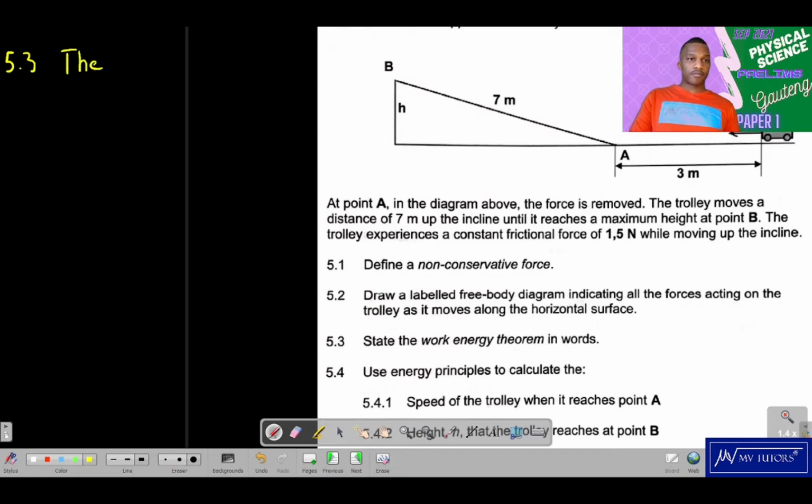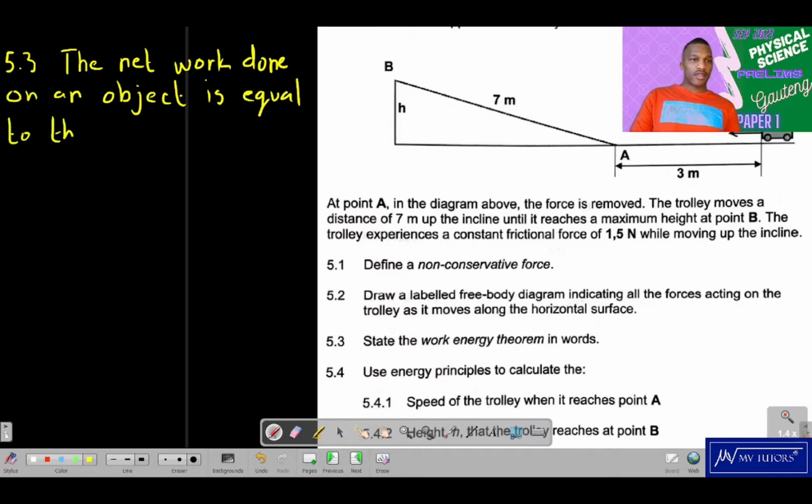Well, the net work done, how do you spell work done, on an object is equal to the change in the object's kinetic energy. Kinetic energy.